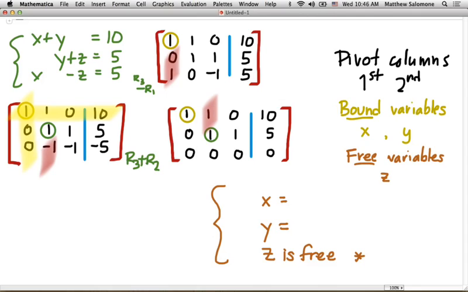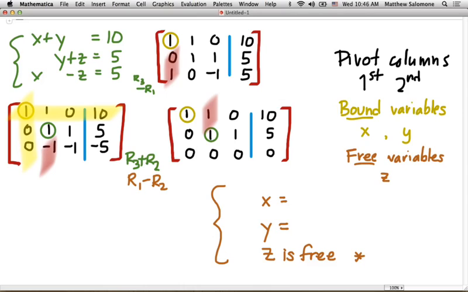Close. We're just one step away because we need to clear out not just the entries underneath the pivots, but the entries above the pivots. And there's one entry that's non-zero that's sitting above a pivot. It's that one in the first row, second column. So to use the second row to clear out the first row, we'll just subtract. Row 1 minus row 2.